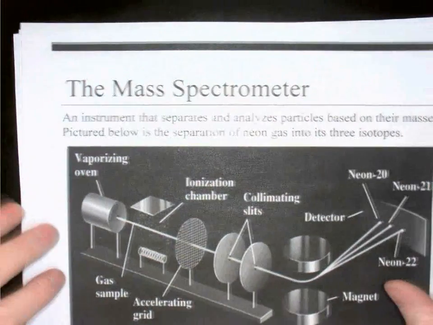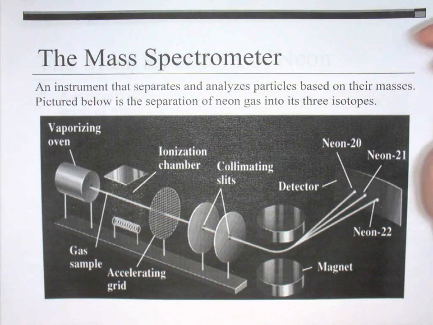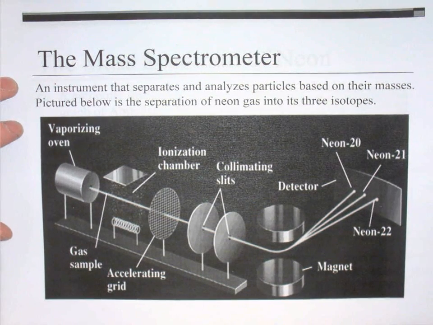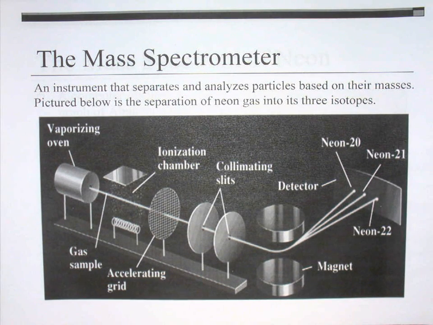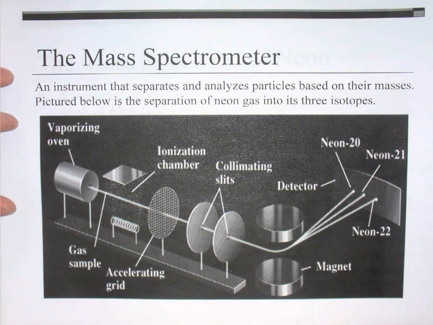That leads us to the mass spectrometer. The mass spectrometer has a lot of uses in chemistry, some really high-level uses in an area of chemistry called analytical chemistry. In our discussion of isotopes, we're going to look at a simple use of the mass spectrometer.